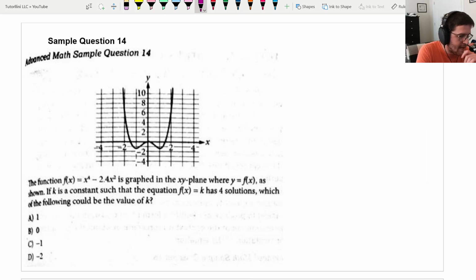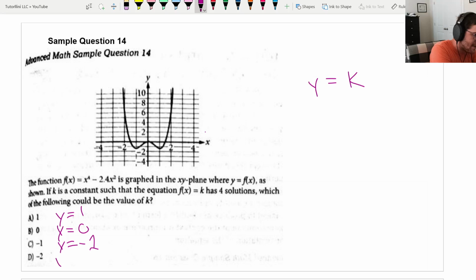Okay, if k is a constant, f of x equals k. So let's just sub out y equals f of x with y. So y equals k. So just look at this. Basically, this is like y equals 1, y equals 0, y equals -1, y equals -2. These are all horizontal lines. Y by itself, and then a number, y equals number, is a horizontal line. So like left and right. So you now just have to draw each of these, which you can't really do on a digital test.